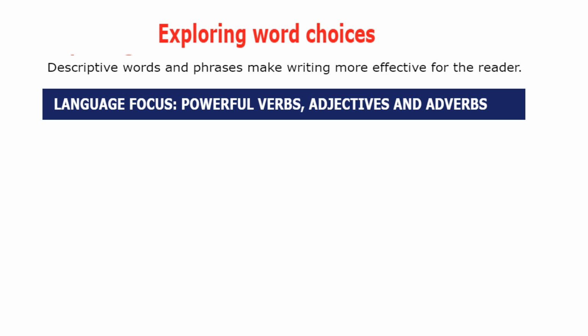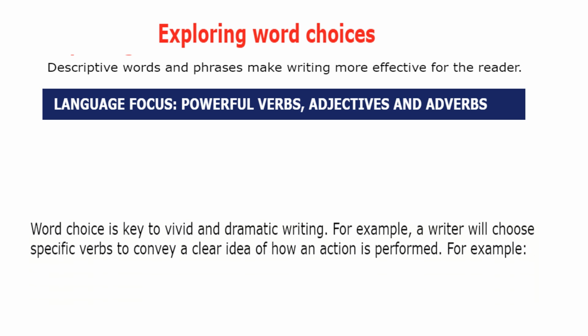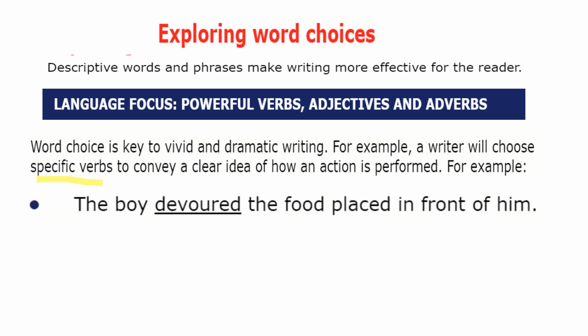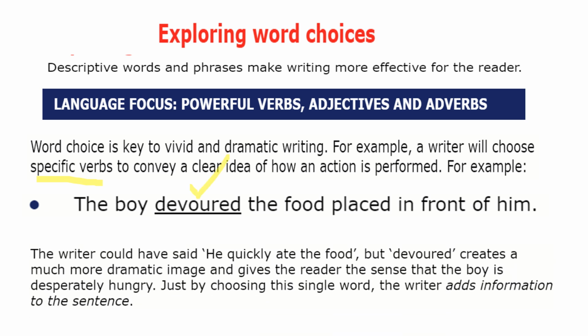Now, we know that descriptive words and phrases make writing more effective for the reader. So let's see why the writer uses some specific word, leaving some word of the same sense. Let's look at this example. The boy devoured the food placed in front of him. Now, in this case, the writer could have said he quickly ate the food. I mean, there was another choice, the word ate, but the writer has preferred the word devoured.